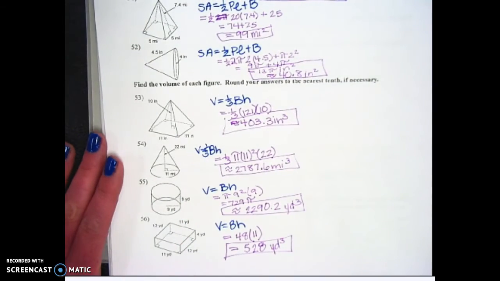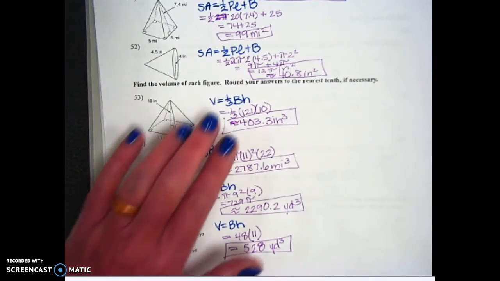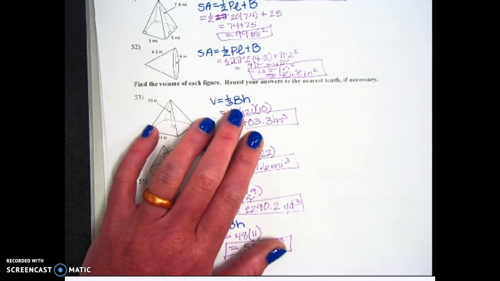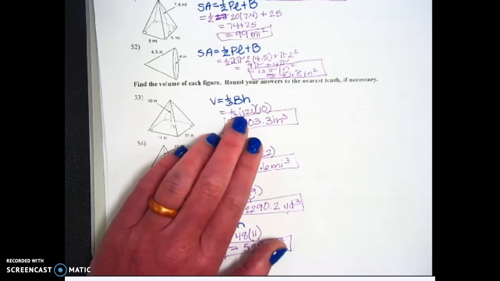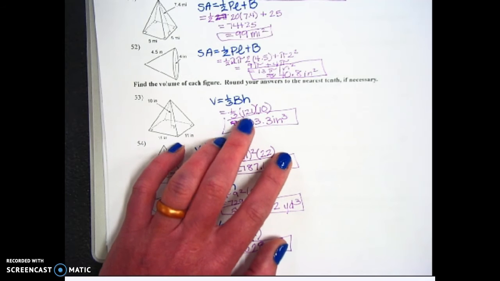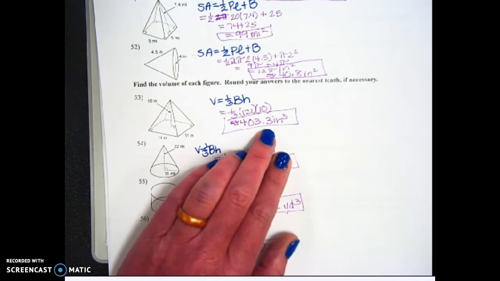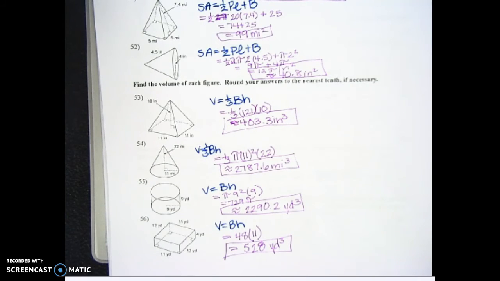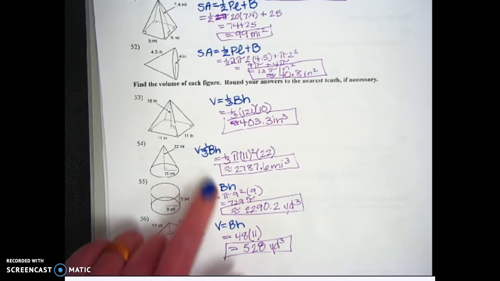Numbers 53 through 56, we're finding the volume. So volume formula is 1/3 the area of the base times the height. Area of the base is 121. Height is 10. Punch it in your calculator, multiply it out. I got 403.3 inches squared.